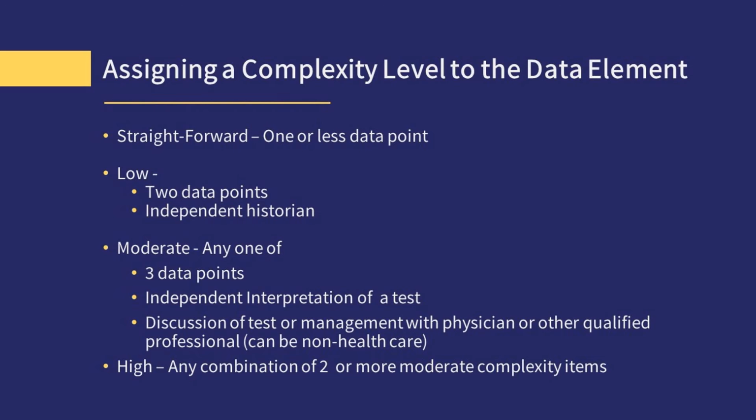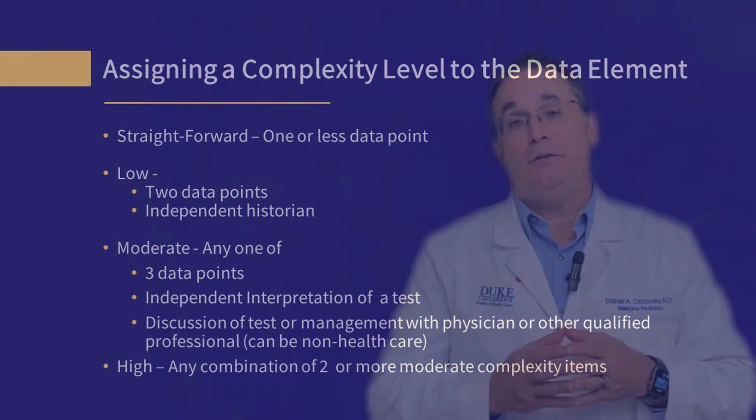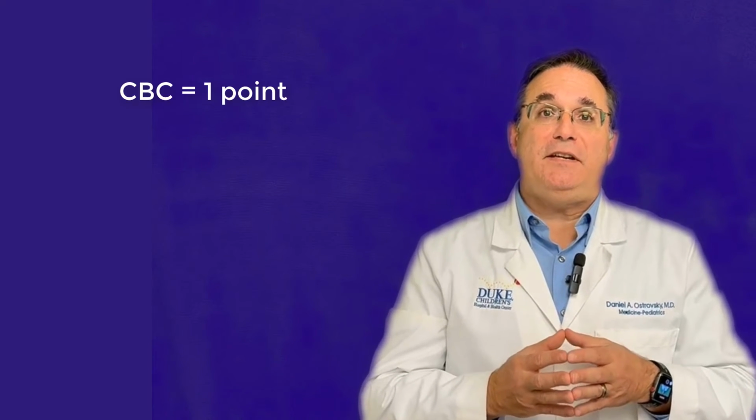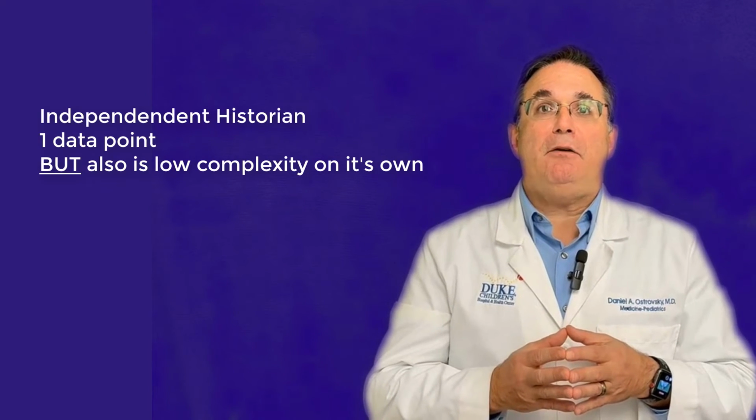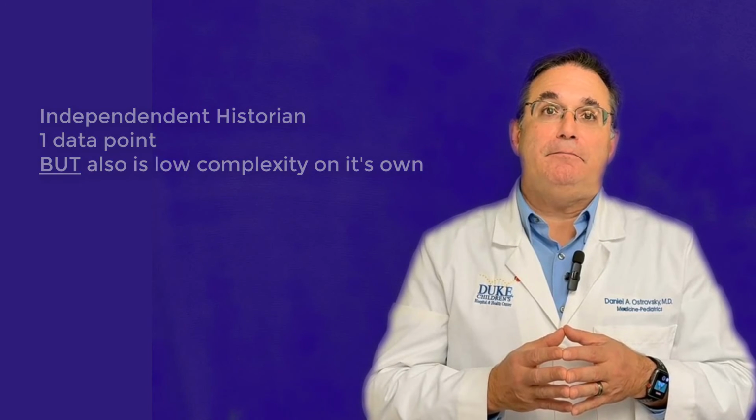Now that we know what counts as data, we need to assign a complexity level to it. Straightforward is when one or less data points are reviewed or analyzed. Low complexity is when 2 data points are present. Also, even though a single point is taken for an independent historian, having one without any other additional points counts as a low-level complexity. Examples of low complexity data include ordering a CBC and reviewing a specialist note, 2 points, or getting history from a parent regarding a child's illness.